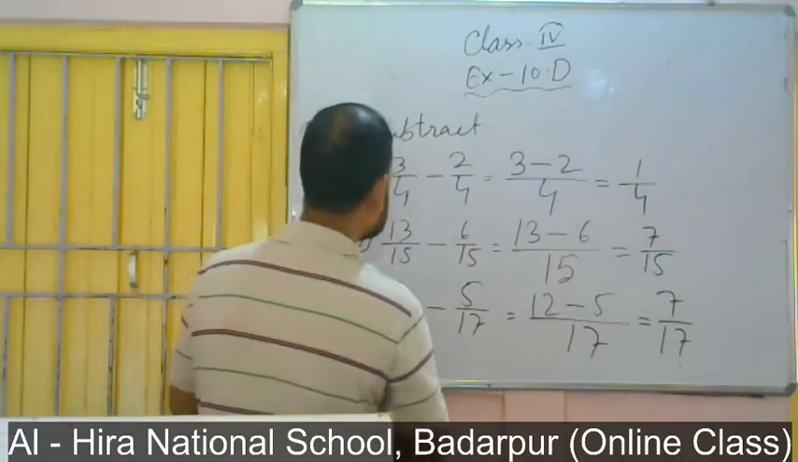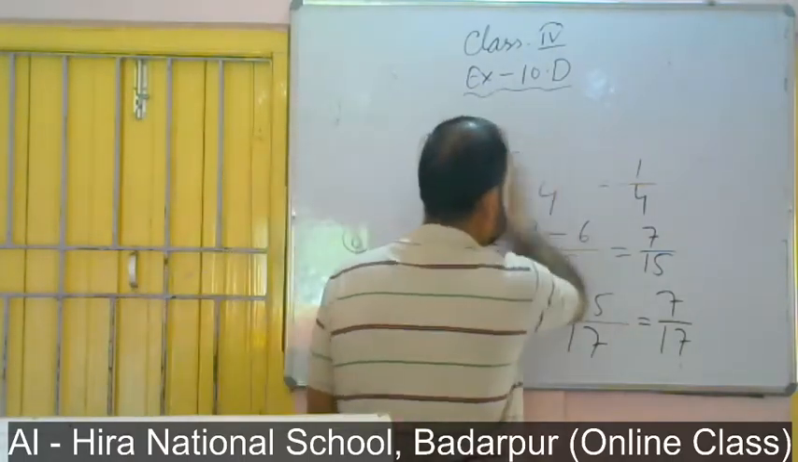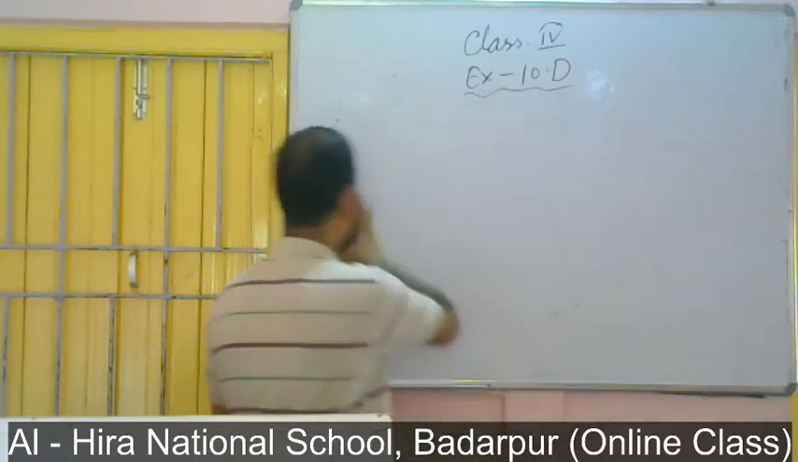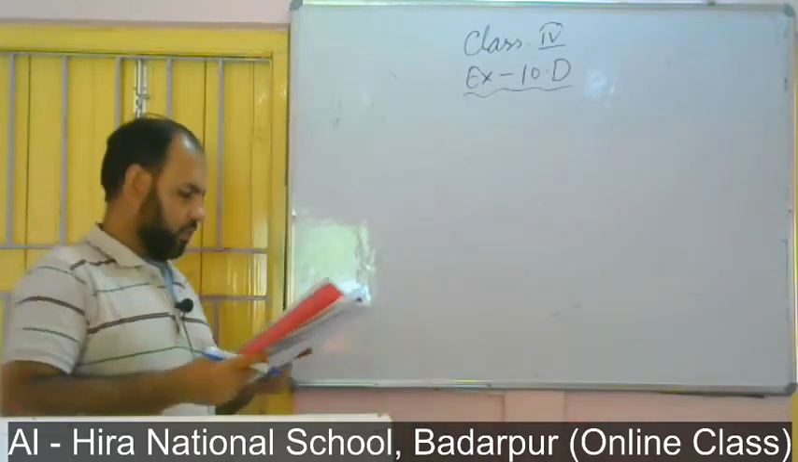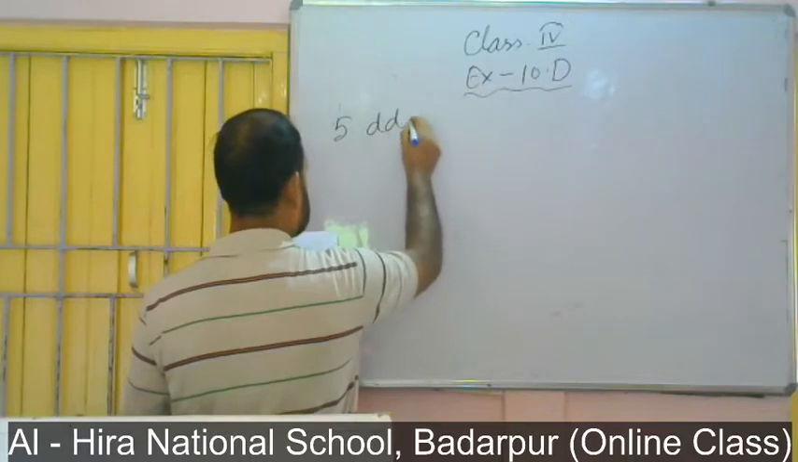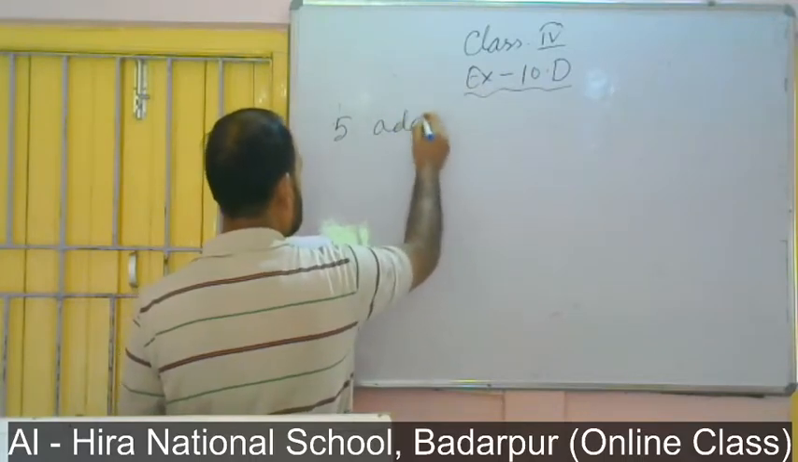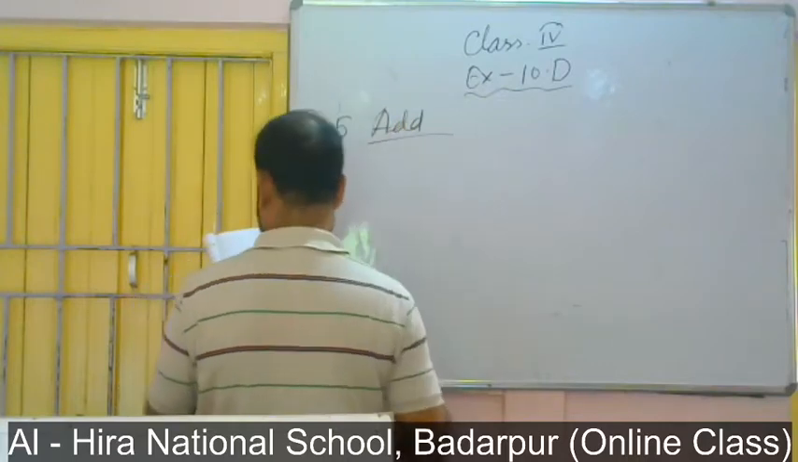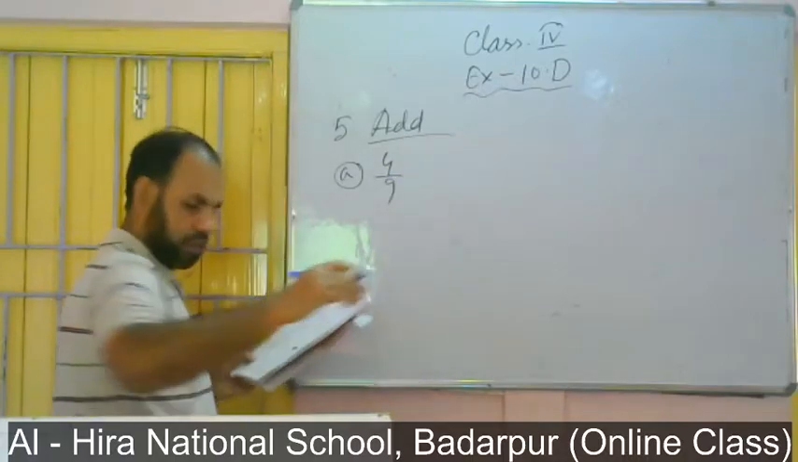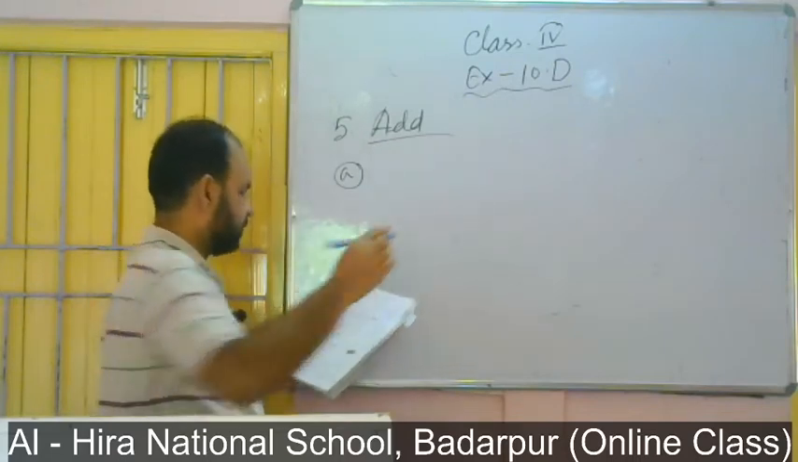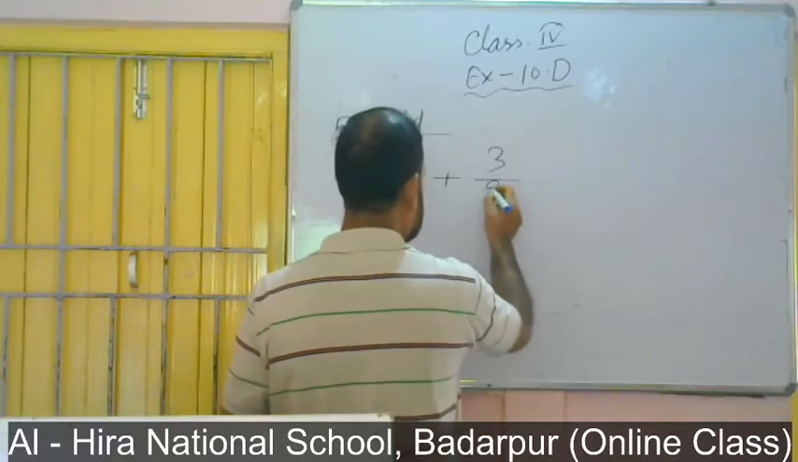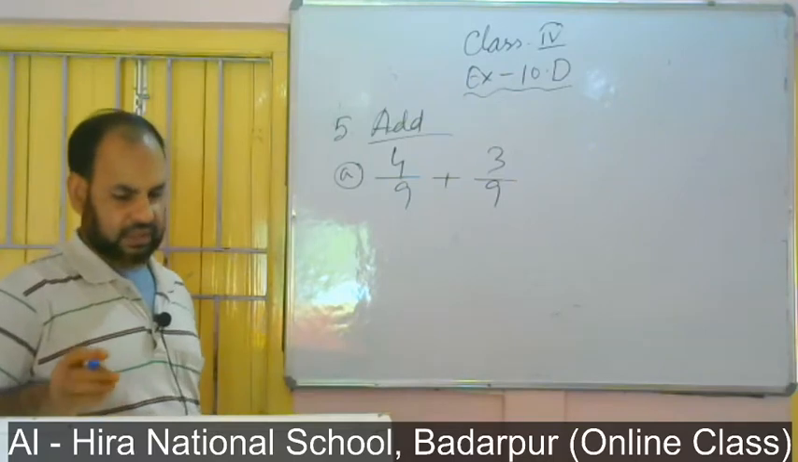Next question number 5. Add. 4 by 9 plus 3 by 9.